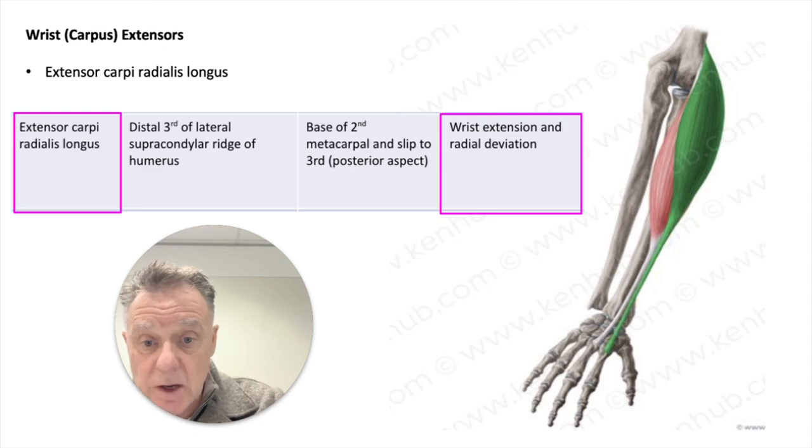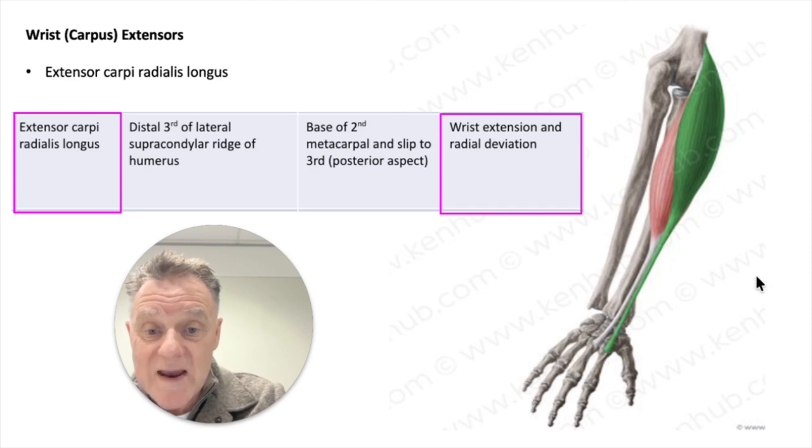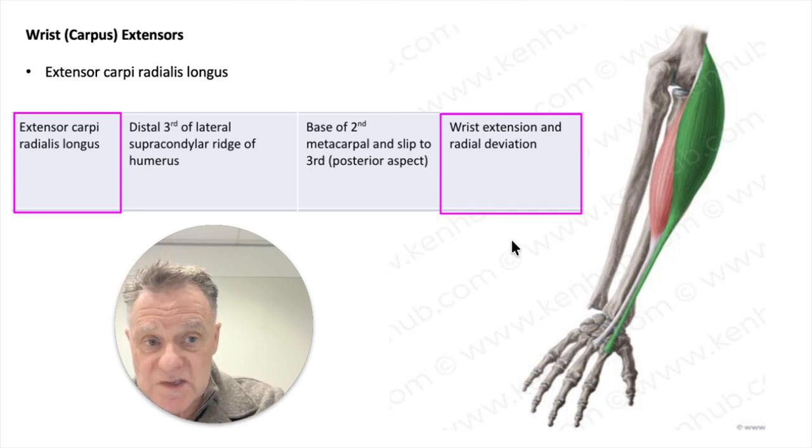So it's obviously going to extend the wrist when it contracts, but it will also radially deviate. Now, it's important to keep in mind that in this position, radius is here, and so radial deviation will be movement of the wrist and the hand in that direction. In other words, towards the radial side, not towards the ulnar side.